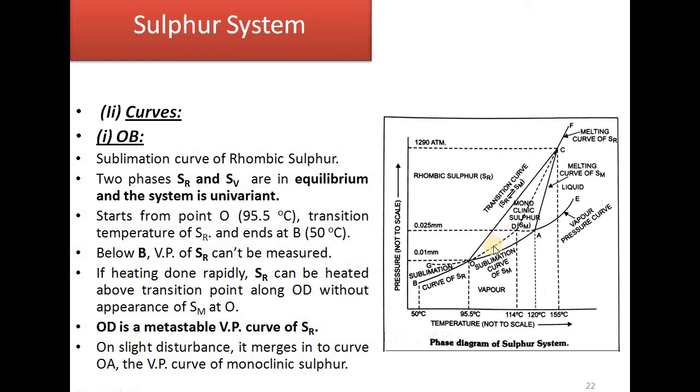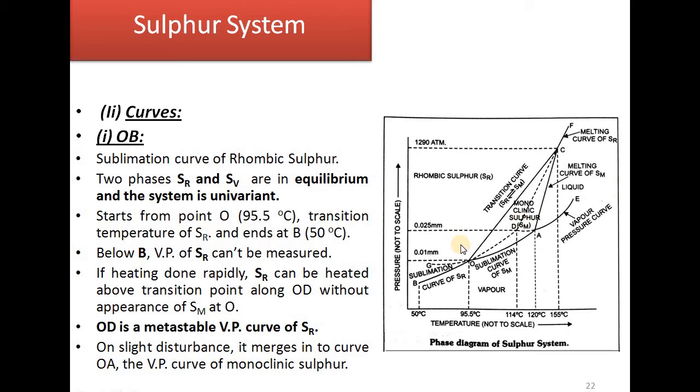Under normal condition, this area is representing the monoclinic sulfur. But if we are heating very quickly, we can get a metastable state in which we are having rhombic sulfur along OD. Such type of metastable state can be disturbed by just disturbing the system a little. On slight disturbance, what will happen? It merges into the curve OA. Such metastable states have a very short lifetime. These can be merged into the sublimation curve of monoclinic sulfur just by slight disturbance. So this state is obtained only on heating the rhombic sulfur rapidly.